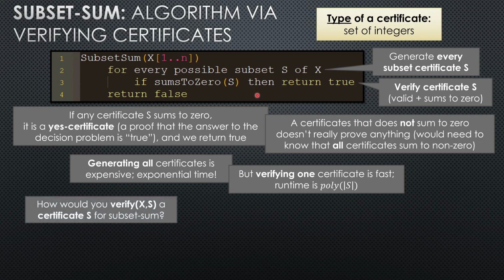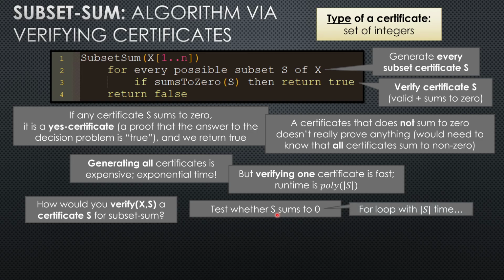How would you verify a certificate? Well, in this case, we actually know something special about the certificates because of how they're generated. We know that they're generated by taking subsets of X. So we don't need to check. It's part of the definition of a certificate here, the type of a certificate, that it's a subset of X. So really, I should have written subsets of the input here. And so we don't actually need to test whether S is a subset of X. We just test whether S sums to 0, and that's going to verify for us whether S is a yes certificate or whether we learn nothing, or almost nothing, about the input.